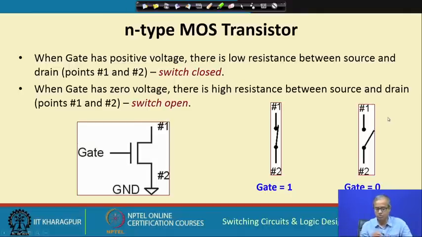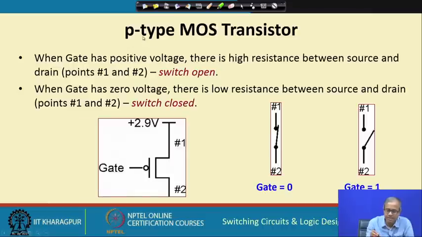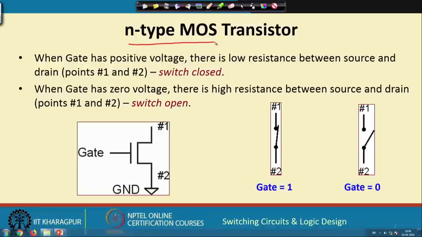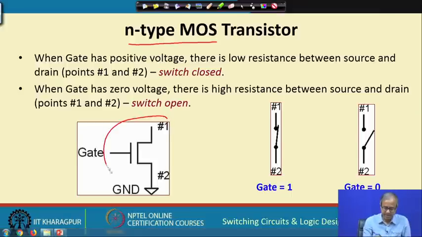Let us now come slowly towards CMOS, complementary MOS. In CMOS we have two types of transistors, N type and P type. Without going into the detail, just look at the functionality. When you talk about an N type metal oxide semiconductor or MOS transistor, the schematic diagram is like this. This is how the transistor looks like. There are 3 terminals: gate, and the other 2 terminals are called source and drain.